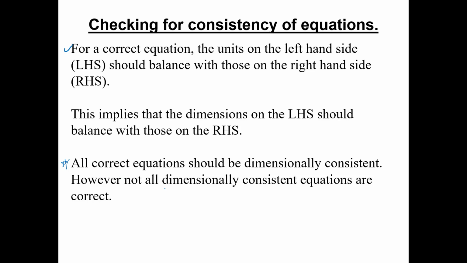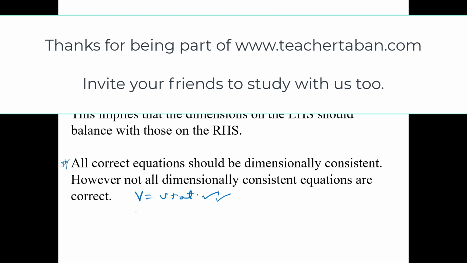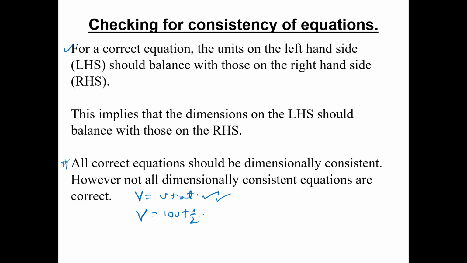However, not all dimensionally consistent equations are correct. For this, we said that in case you look at an example, v is equal to u plus at, this equation is correct and it is dimensionally consistent, as we shall be seeing later on. And if you have another equation like v is equal to 10u plus a half at, still this equation is dimensionally consistent, but it is invalid, it is incorrect.